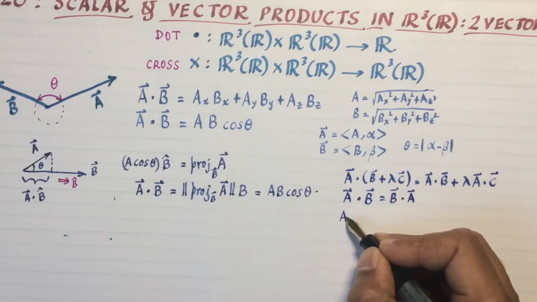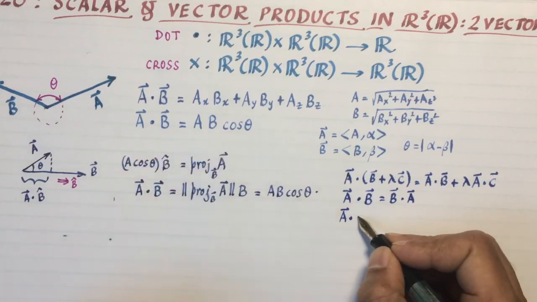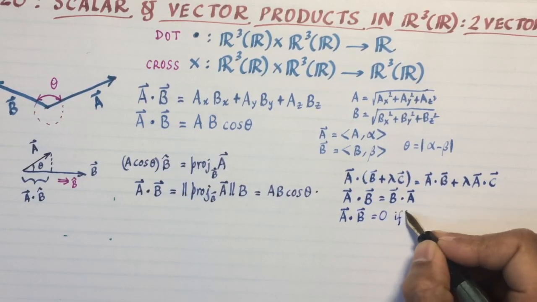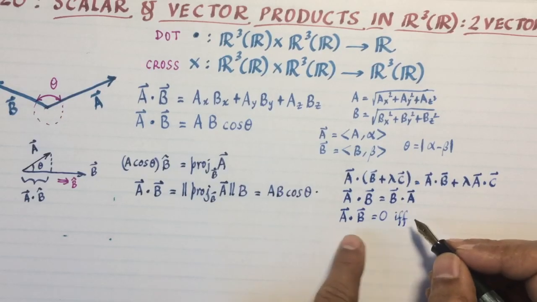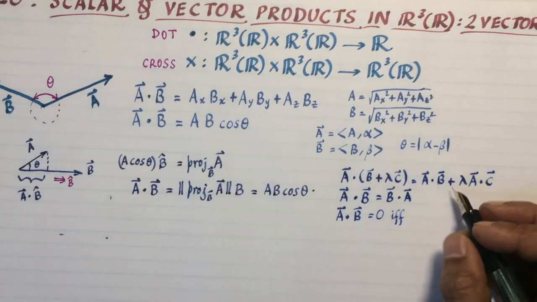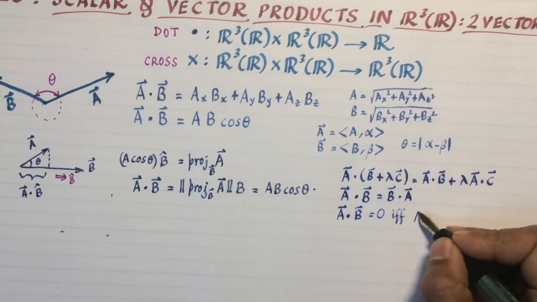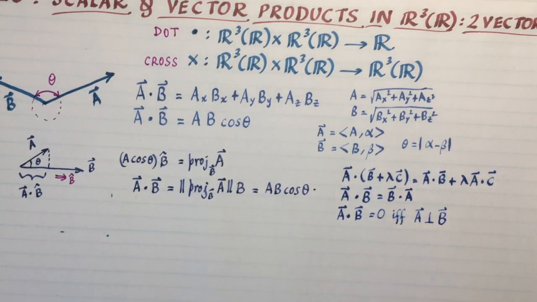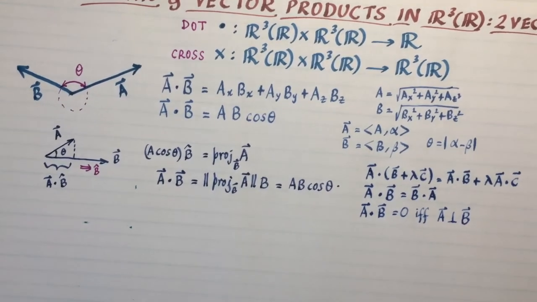Finally, when is A dot B 0? From looking at this formula, we can see that A dot B is 0 if and only if, provided A and B are not themselves zero vectors, A is perpendicular to B. So it gives us an important criterion for when two vectors are perpendicular. That's a very useful fact about the dot product.